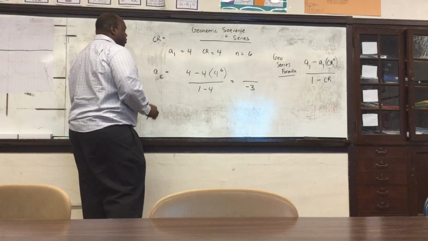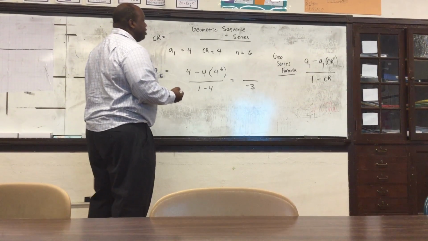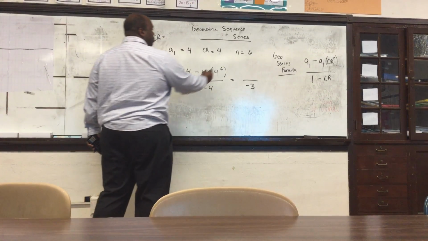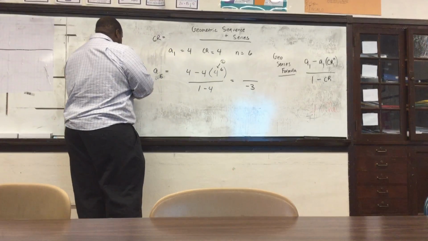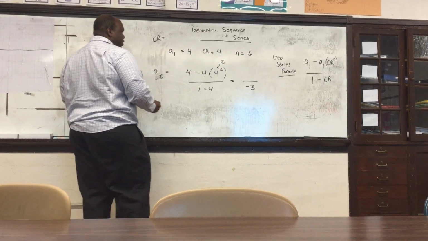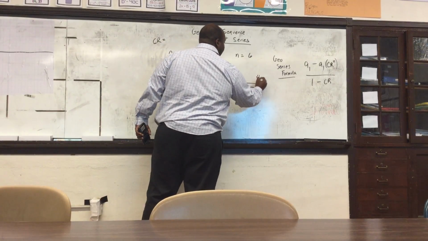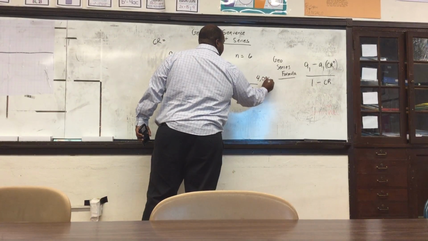All right, so first things first, PEMDAS: the first thing you're going to do is exponents. I want to put a 1 where I'm going to do first. It's the exponents. So I'm going to do 4 to the power of 6. That's going to give me 4,096.